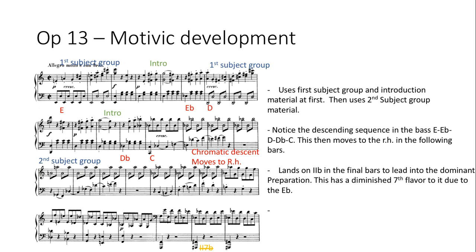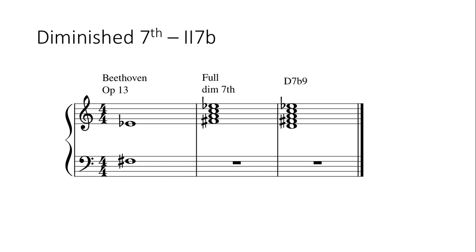It has this sort of diminished seventh flavour because of that E flat with the F sharp in the bass, and it's effectively doing this. So this is the diminished seventh that Beethoven's playing with, which in the actual score it's just this F sharp to E.